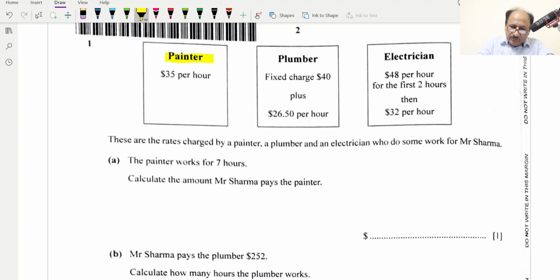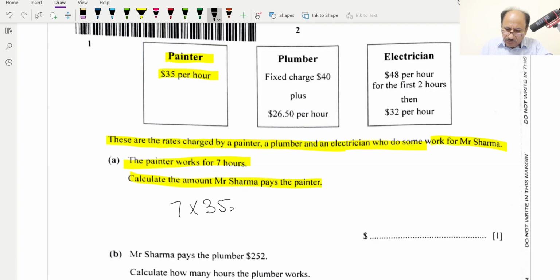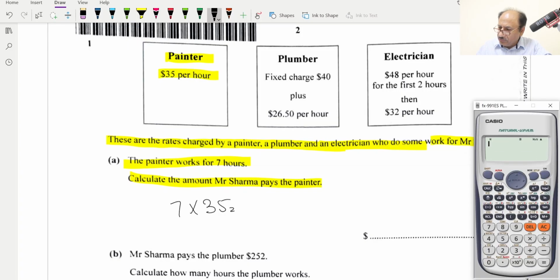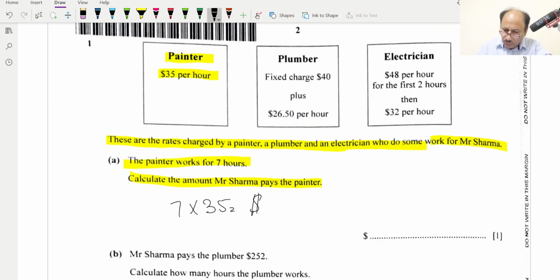These are the rates charged by a painter, plumber and electrician who do some work for Mr. Sharma. The painter works for 7 hours. Calculate the amount Mr. Sharma pays to the painter. For 1 hour it will be $35, so for 7 hours it will be 35 multiplied by 7, which is equal to $245. So $245 will be the answer, which we will write over here. This is a straightforward 1 mark question.